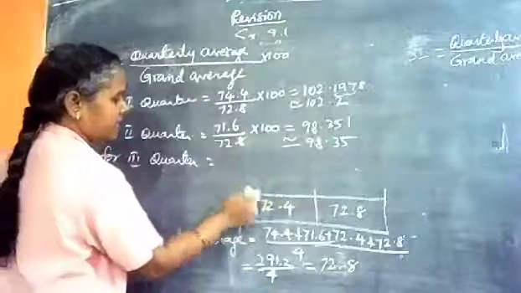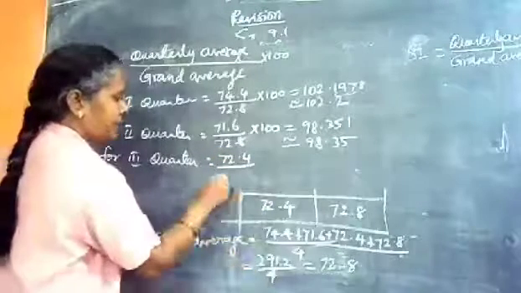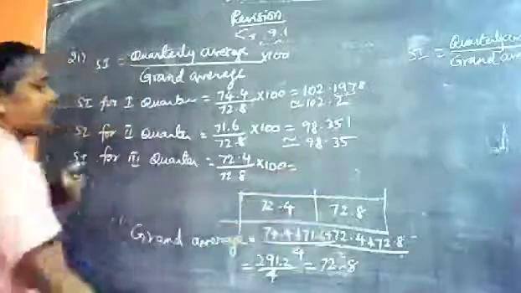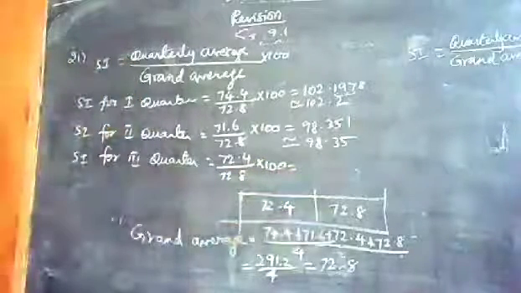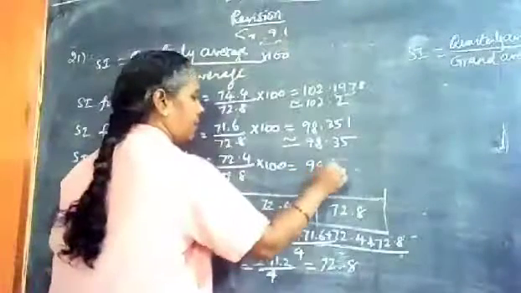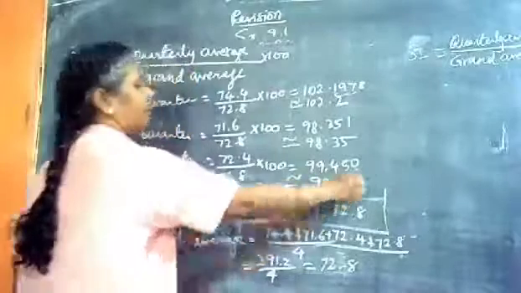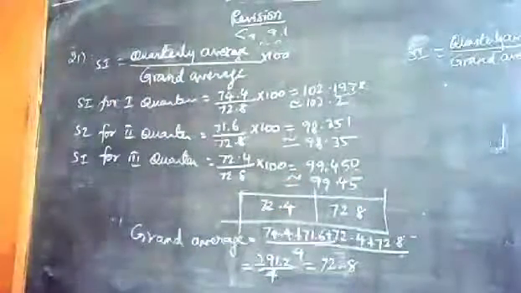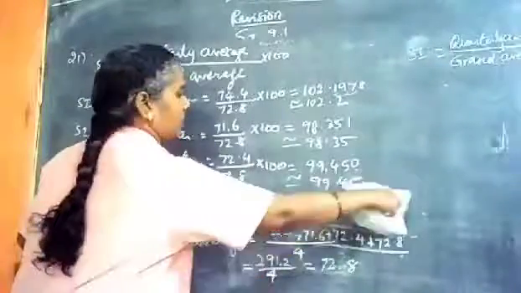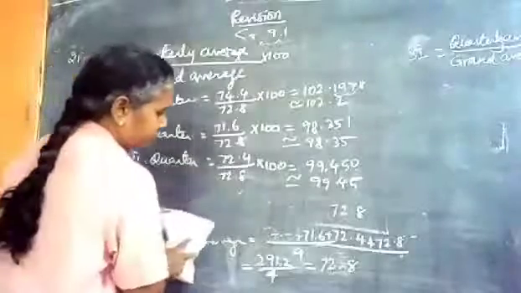Third quarter average is 72.4, divided by the grand average 72.8, into 100. What is the solution? 99.450, approximately 99.5. Okay, and finally we are going to give the last answer. I think you will get 100, exactly 100. Correct?